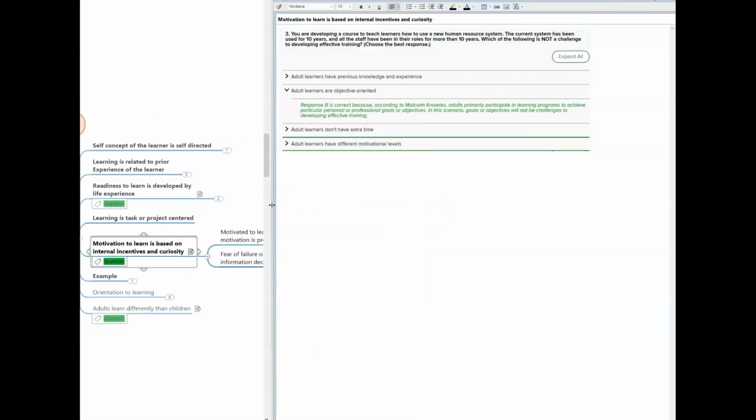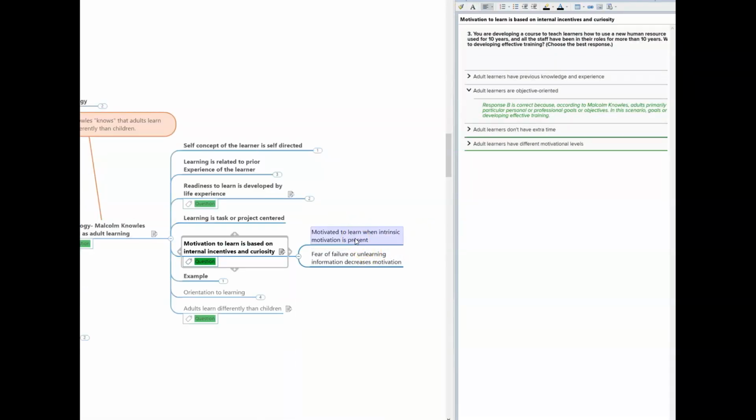You are developing a course to teach learners how to use a new human resources system. The current system has been used for 10 years and all the staff have been in their roles for more than 10 years. Which of the following is not a challenge to develop an effective training? And the answer is adult learners are objective-oriented. This is correct because according to Malcolm Knowles, adults primarily participate in learning programs to achieve particular personal or professional goals or objectives. In this scenario, goals or objectives will not be challenges to developing effective training.